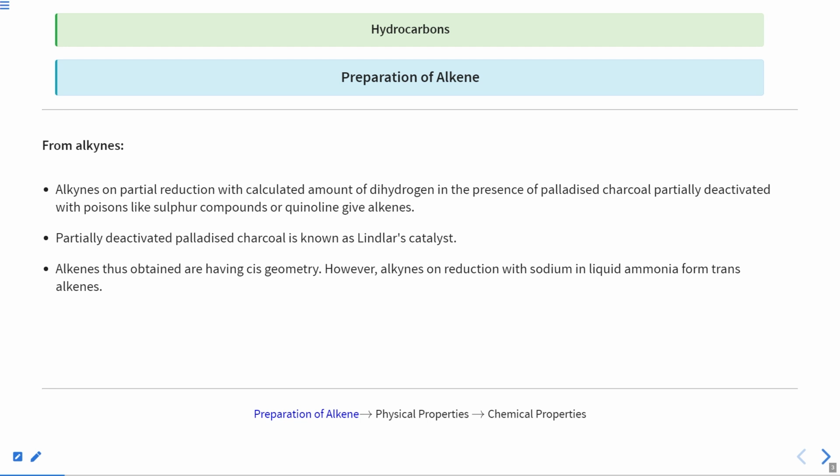However, alkyne on reduction with sodium in liquid ammonia forms trans alkene. So I would say that this line is very important for this whole chapter. I would put this on the second or third priority in terms of importance, right? If you are doing the reduction of alkyne with Lindlar's catalyst, that is the partially deactivated pelletized charcoal, then it will give you cis geometry. And if you are doing it with sodium in liquid ammonia, then it will give you the trans geometry of the alkene. Clear? So this is the thing that I want to focus on.